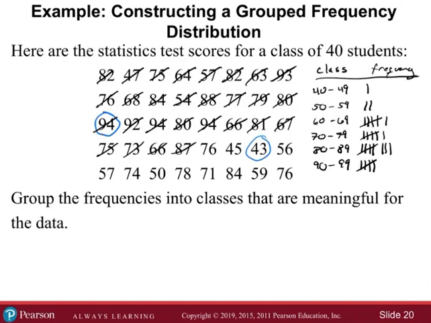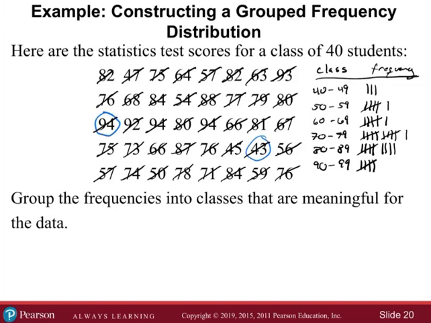87, 76, 45, ooh, way over here, 43, 56, 57, 74, 50, 78, 71, 84, 59, and 76. Okay, 40 students.